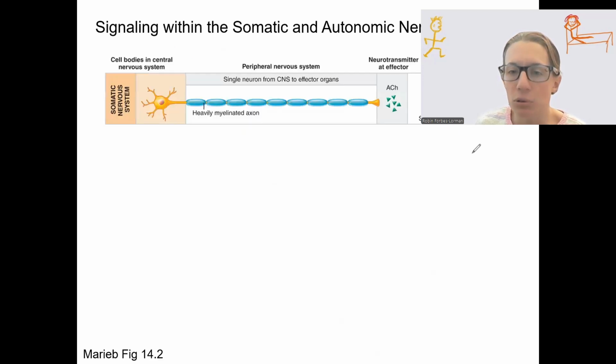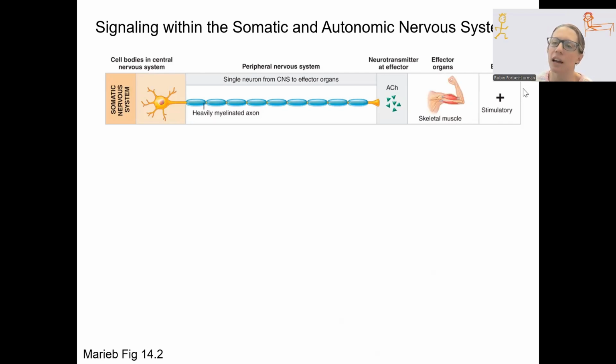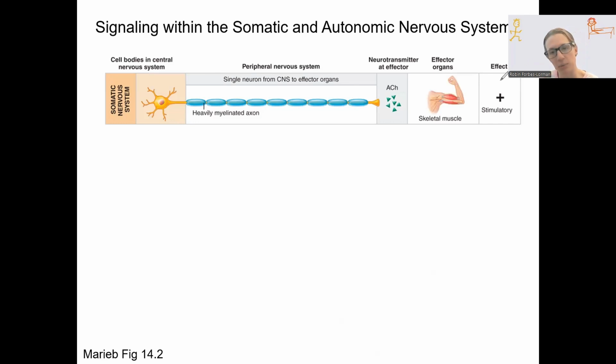I'm going to go through this image from the book kind of more briefly, and then I'm going to have my own image, very similar, that I'm going to add some more detail to. So you know about the somatic nervous system. That's what's shown here. Acetylcholine released from the motor neuron to stimulate skeletal muscle.